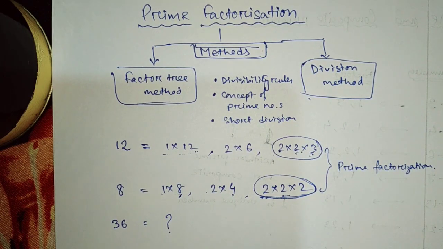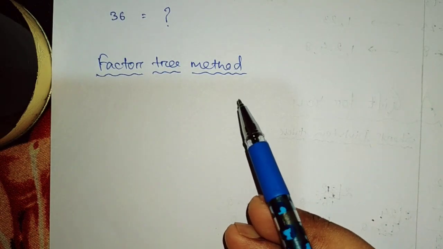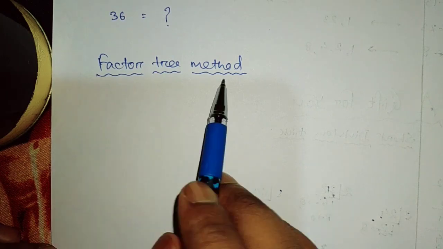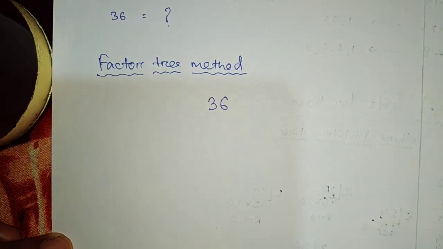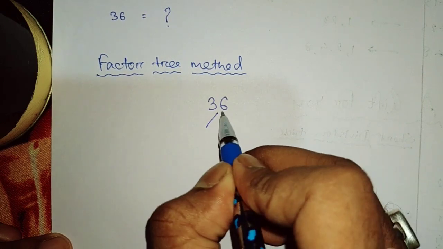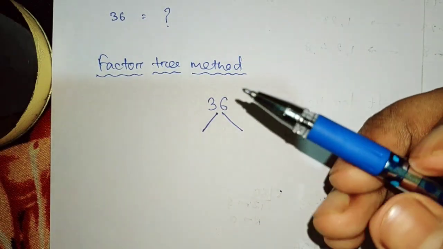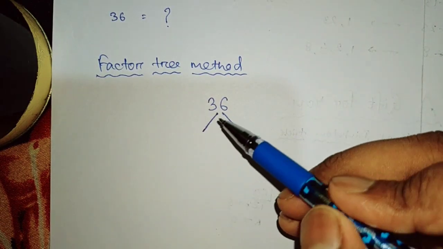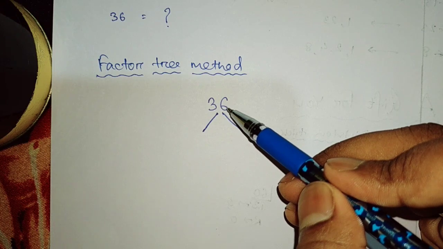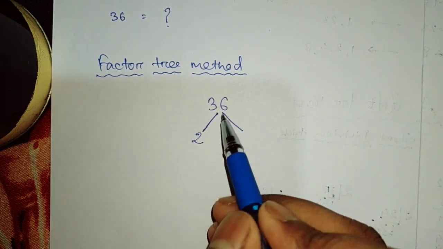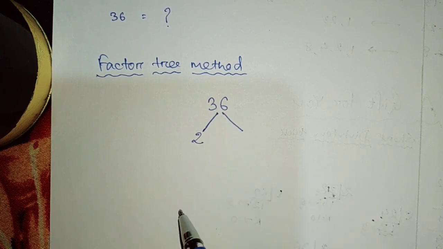So let us first discuss the factor tree method and how to find prime factors using it. Let us take this example only, 36. Take 36 and give two lines like this. Start with the smallest prime number. Which is the smallest prime number? 2. So see whether 36 is divisible by 2 or not. If it is yes, then write 2. We know that 36 is divisible by 2 because we have 6 here. So 2 into what will be 36?